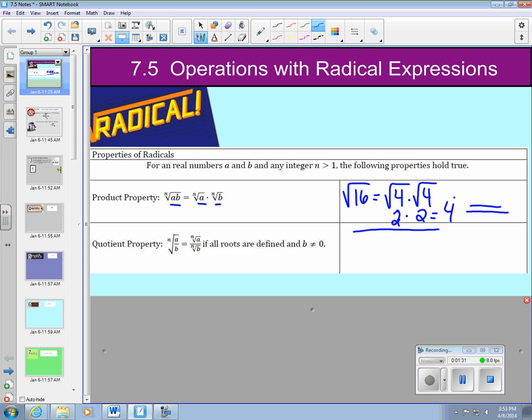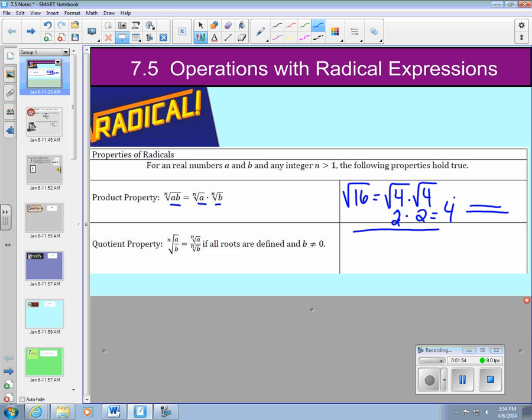The other property that we have is the quotient property. So the nth root of a over b is equal to the nth root of a over the nth root of b if all roots are defined and b does not equal 0. B cannot equal 0 because it's on the bottom of a fraction. So we know that if 0 is at the bottom of a fraction, it's undefined, it doesn't exist.